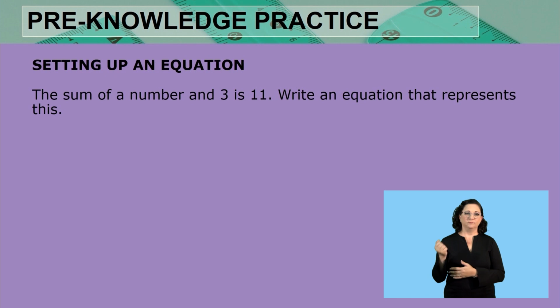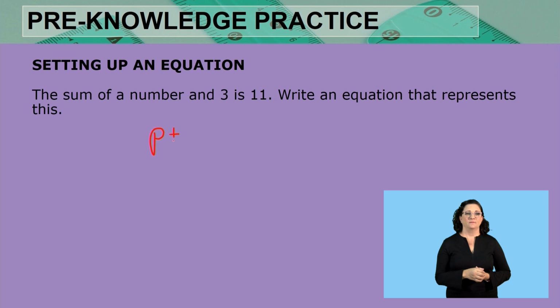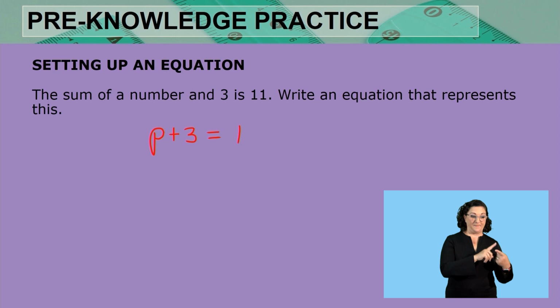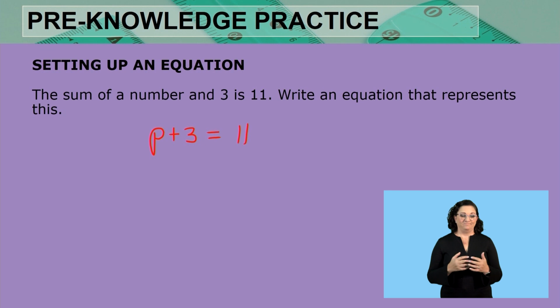Let's quickly set up an equation. So I've got a word problem here that says the sum of a number and 3 is 11. Write an equation that represents this. So the sum of a number and 3. We know that sum means that we are adding, and we are adding a number that we don't know. So we could use any letter to represent that number. So the sum of a number and 3 is 11. Now we've set up that equation, and you will be able to solve it. What are other ways that we can use to set up an equation?